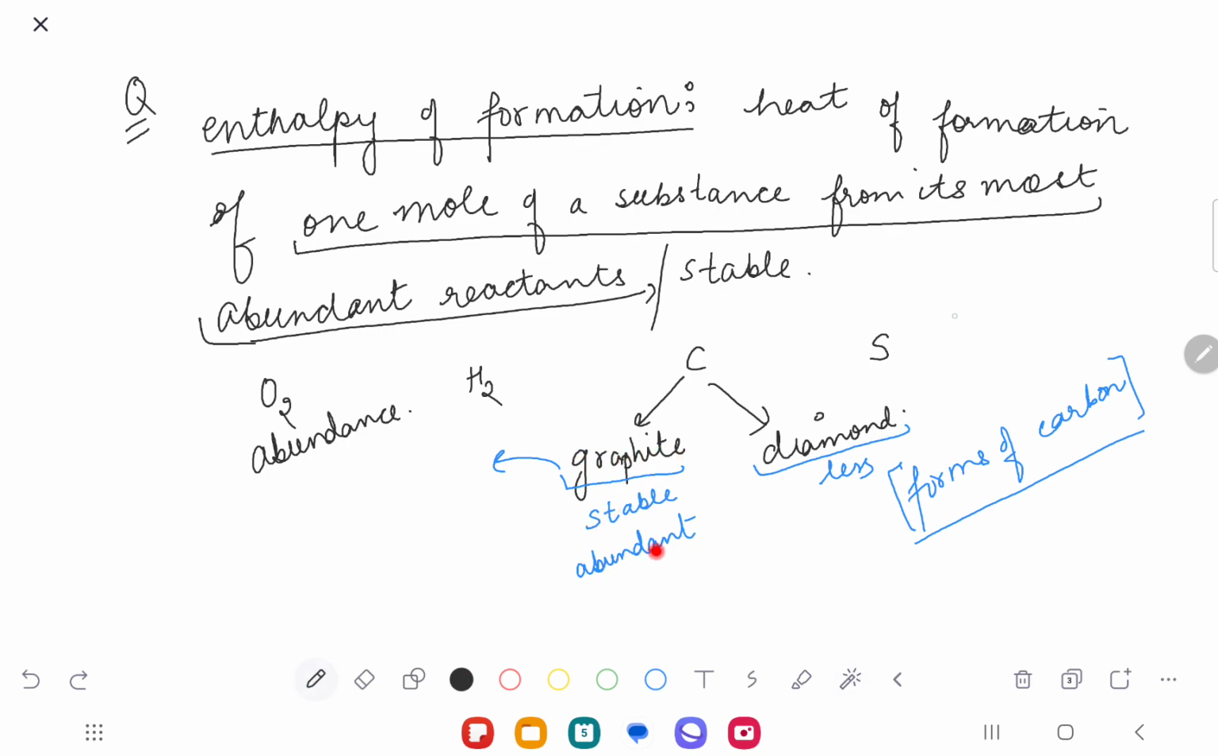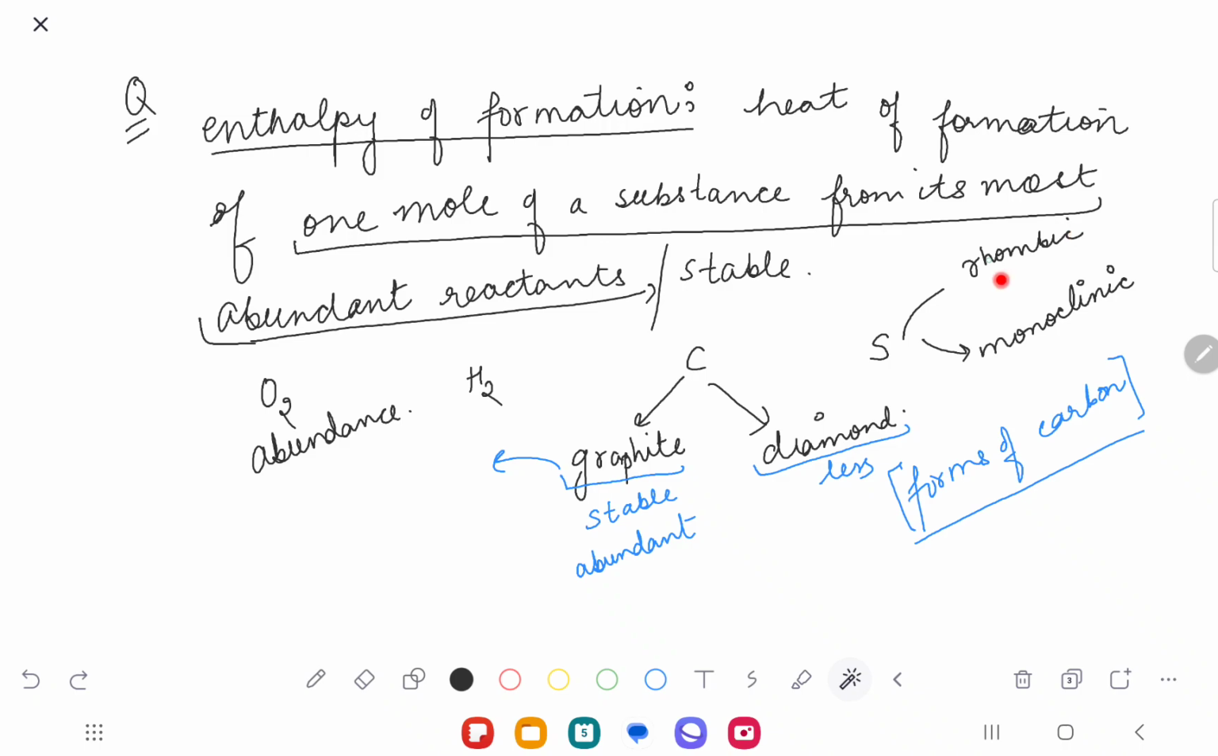Similarly, if I talk about sulfur, I have rhombic sulfur in nature and I have monoclinic sulfur in nature. But a more stable form of sulfur is rhombic sulfur. Do you understand?